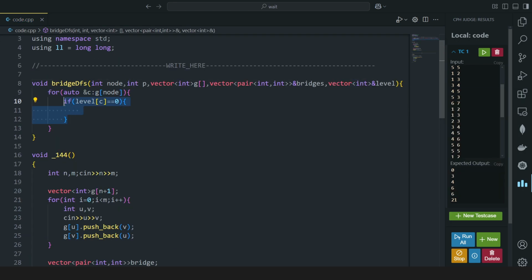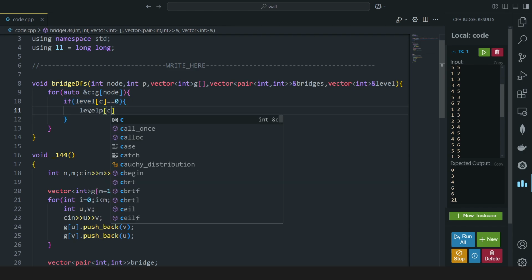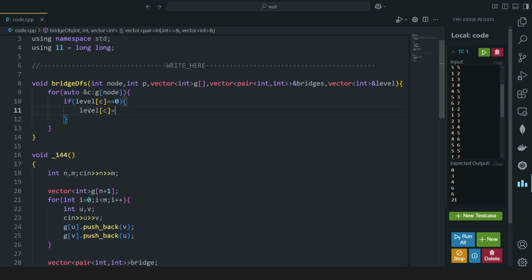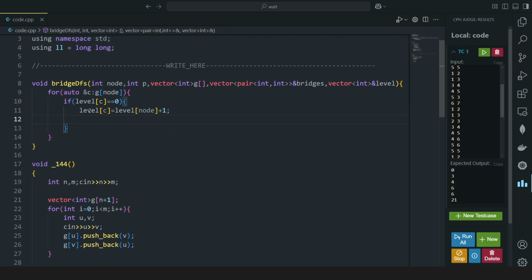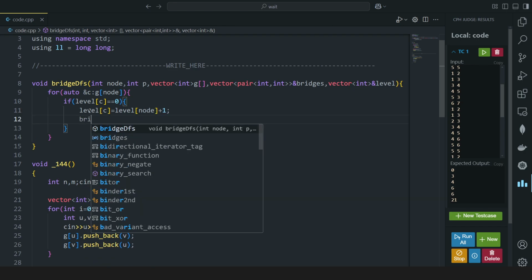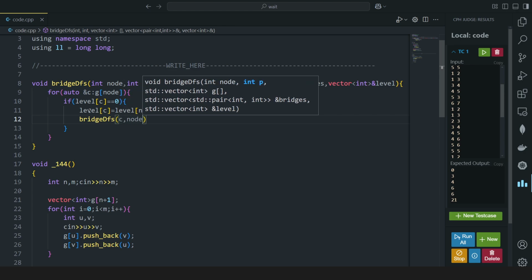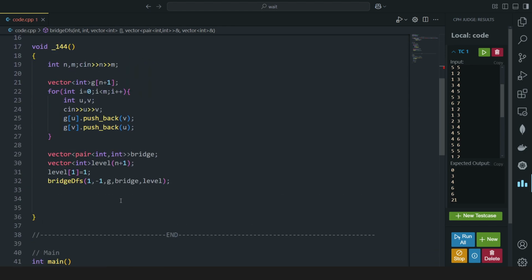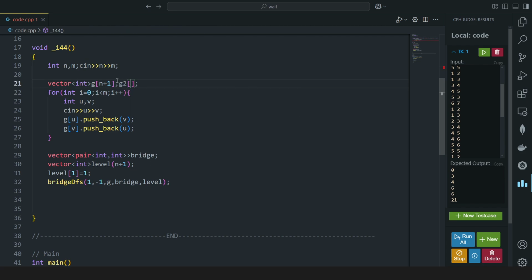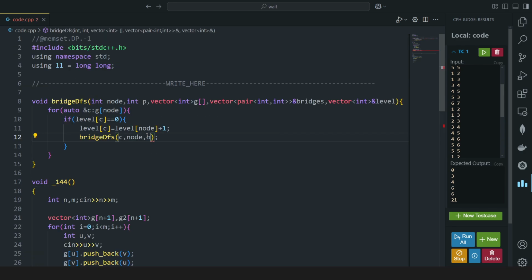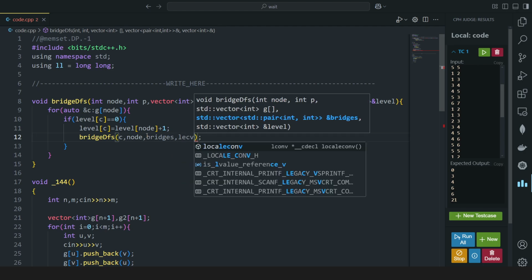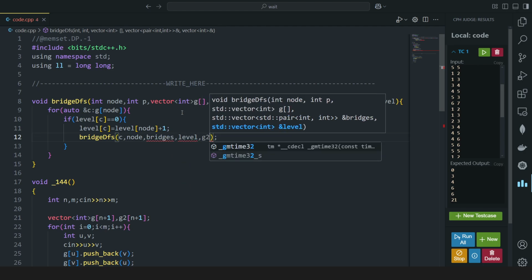This statement means that this child is getting visited for the first time, so I will set the level of this child equal to the level of the parent plus 1. After that I will call the same function again, but this time the current node will be child and its parent would be node. And since I told you that we have to build an adjacency graph which will only consist of the span edges, let's name it G2, and it will also be of size n plus 1, so I will pass that here as well. So here I have to write bridges and level as well, and after that G2.